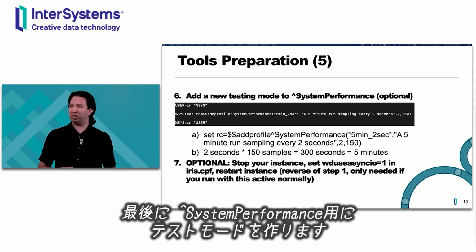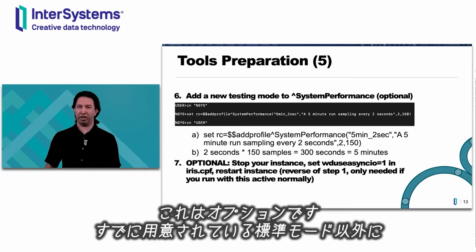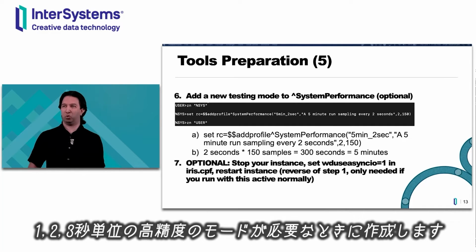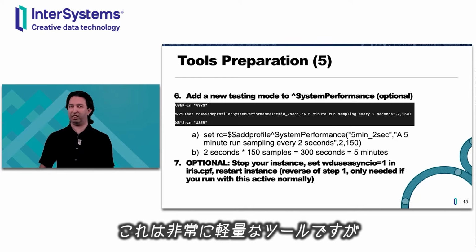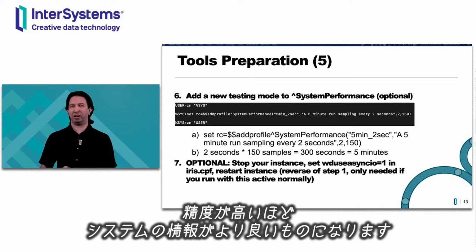The final preparation you want to do is make a testing mode in System Performance. Again, this is optional because there are already about 5 or 6 of them built in, but you want one with good granularity, every 1, 2, 3 seconds. This is a very lightweight tool, but the more granularity you get, the better information you'll have on your system.